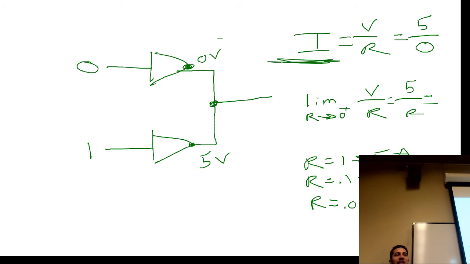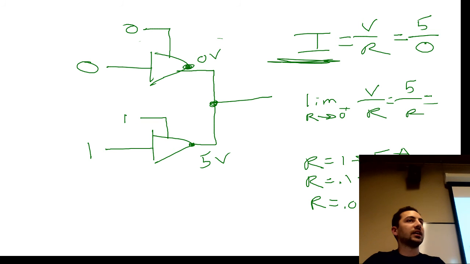Infinity amps is not a thing. Infinity amps is a problem. We should avoid infinity amps at all costs. So that's why we never connect outputs together. But if I make these tri-state buffers, as long as only one of them is enabled, I can have those outputs connected together. So how could I ensure that only one of them is ever enabled? What about this?